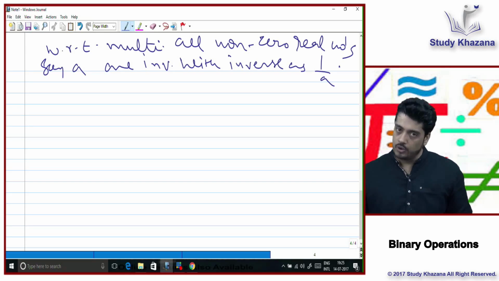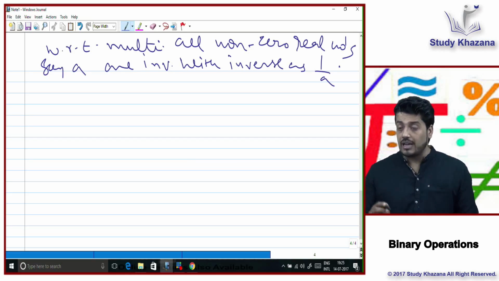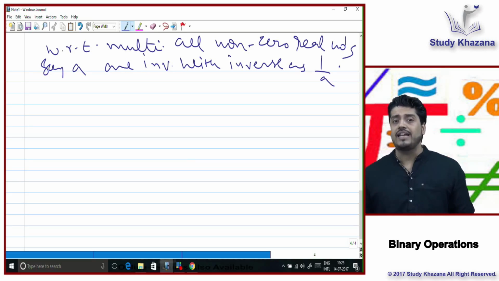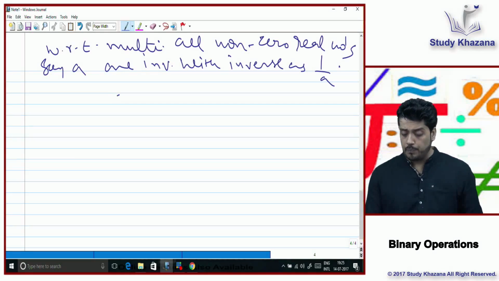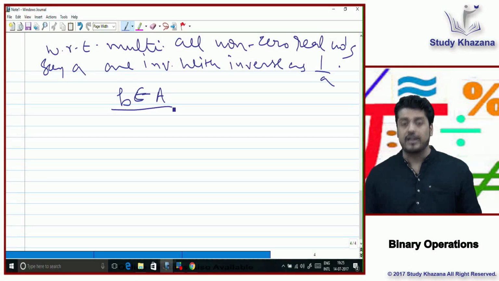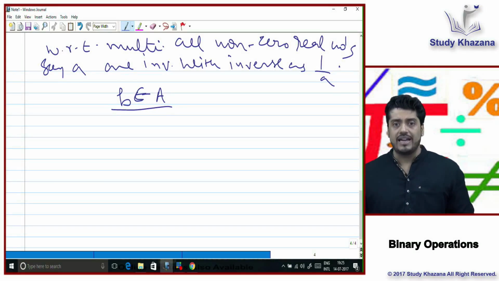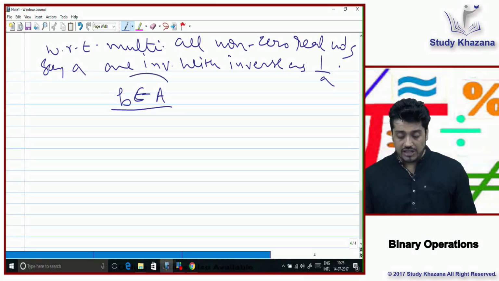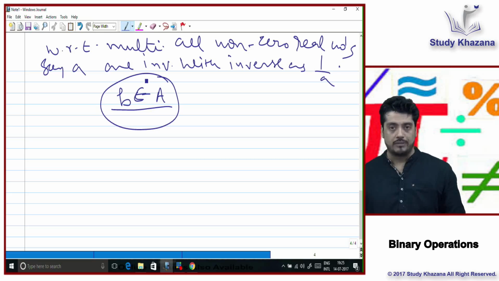Okay. Now again, in the definition, I have pointed out one thing. If you remember, when I was defining inverse of an element, I pointed out that the inverse B should again be a member of A. Inverse B should be again a member of A. B should belong to A itself. I will justify why this is important.